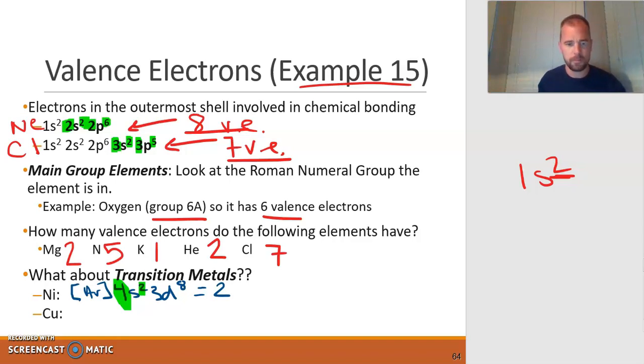But be careful. Remember your exceptions, like copper, for example. Copper was 4s1, 3d10. So in the case of copper, 4 being the highest energy level, there's only that 1 valence electron. So almost every transition metal will have 2 valence electrons. Just make sure you watch out for your exceptions that we went over in the previous slide.